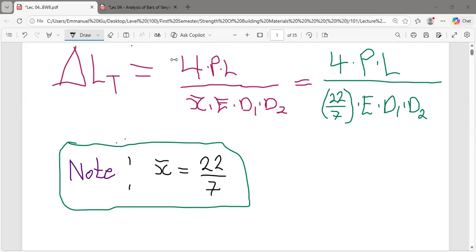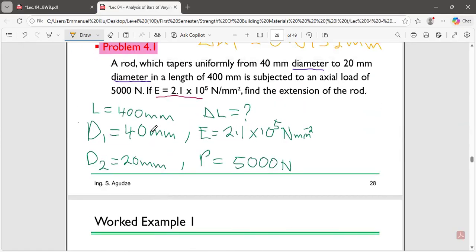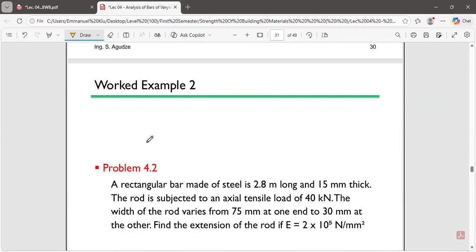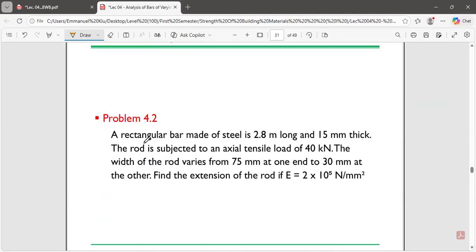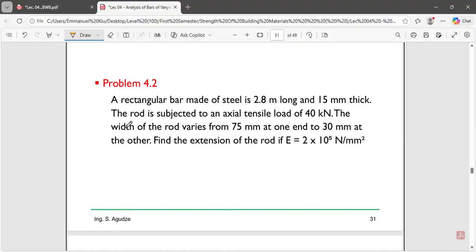Patricia had the answer, Moses had the answer, Ansa also had the answer, and that was so wonderful. Let's solve our problem 4.2. Let's quickly solve our problem and proceed. Let's see how this question looks. Problem 4.2. Can anyone read the question for us?